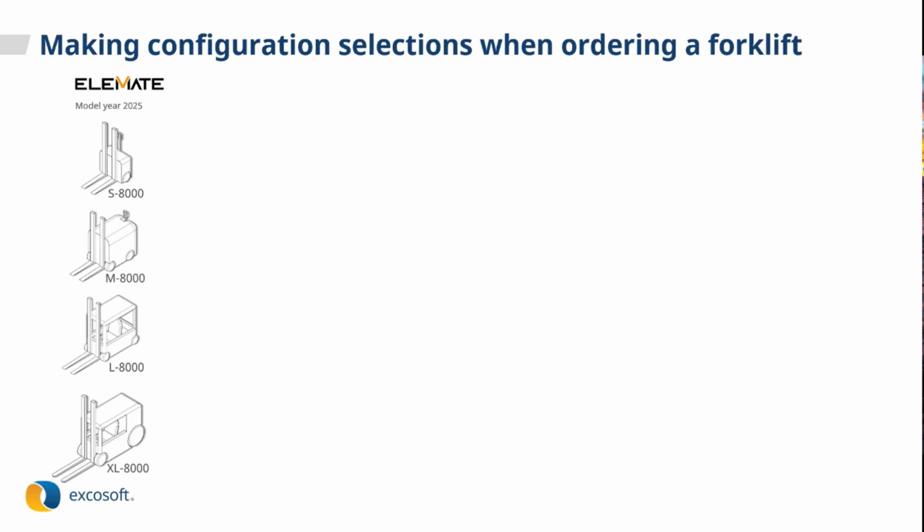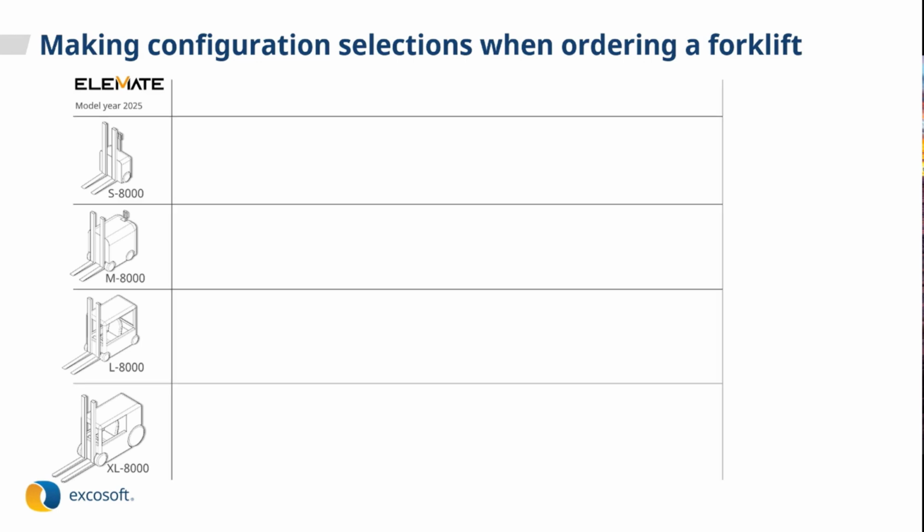So this is the ordering page. When the warehouse orders the forklift, this is sort of the ordering sheet. And these forklifts are industrial products. They're not consumer products where you just go in and grab one. You have to configure, so they are configured to order.